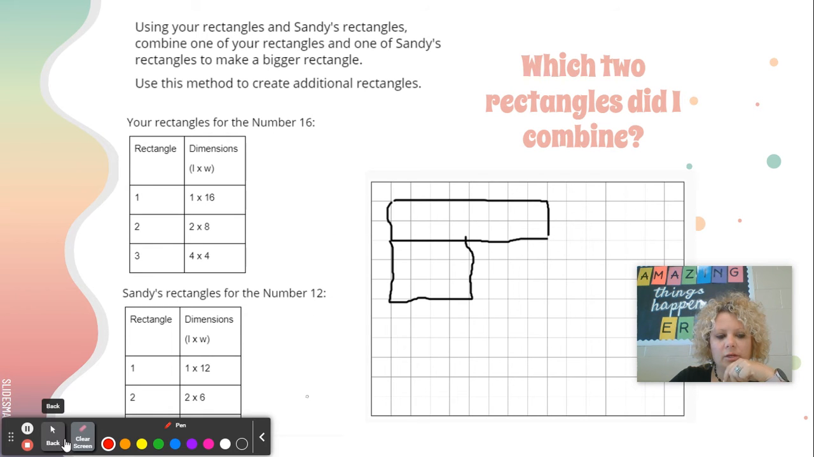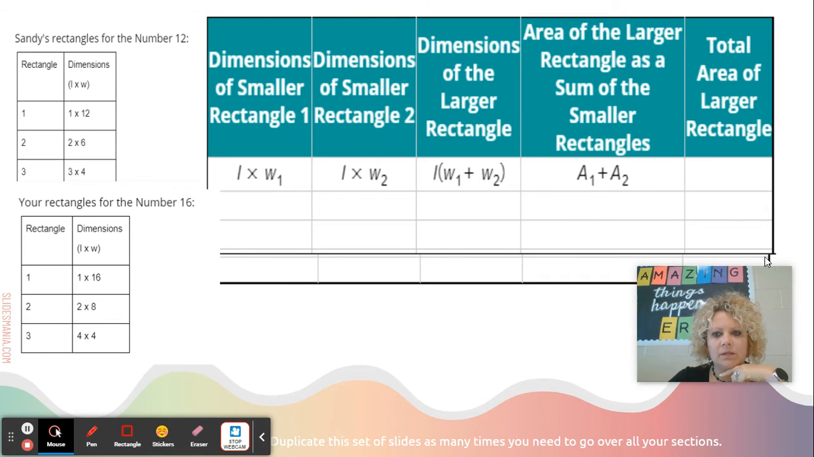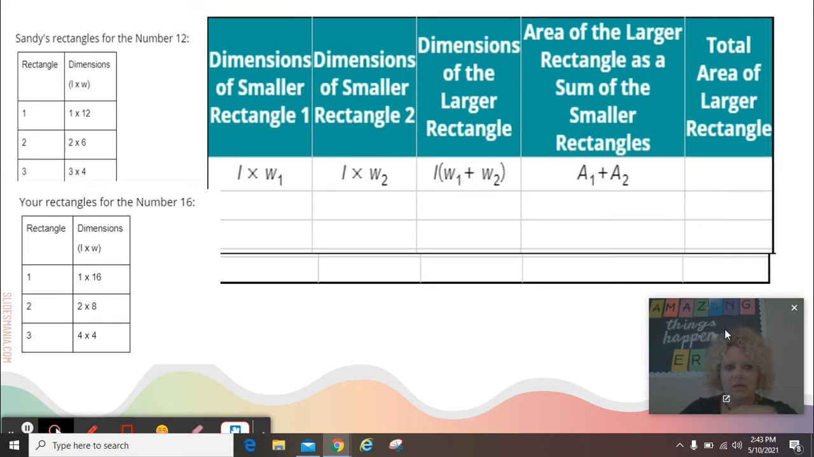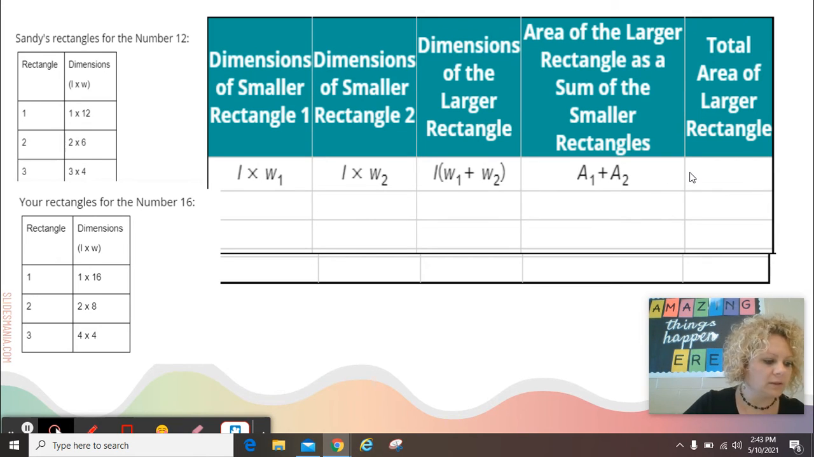Okay, so we're going to go on to the next one and we're going to fill this in. What we're going to do is the dimensions of the smaller rectangle, and then the dimensions of the second smaller rectangle, and then the dimensions of the larger, and then we're going to find the total area. Ultimately, we're just combining one bigger rectangle from ours and one smaller from Sandy's. So let's do the first one.